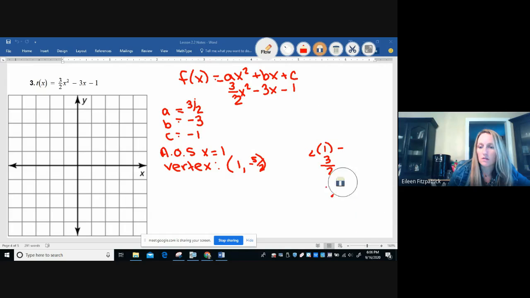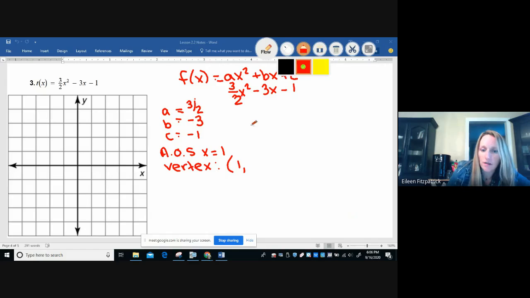Let me erase all this. I'm going to even clean that up too. It was 5/2. Let me fix that. Negative 5/2, right? Negative 5 over 2. Okay, so let's go ahead and graph the vertex. The vertex is at positive 1, so go over 1 unit, and then down negative 5/2, which is the same thing as negative 2.5. So my vertex, let's see if I can get it in the right spot, is right here, sort of.